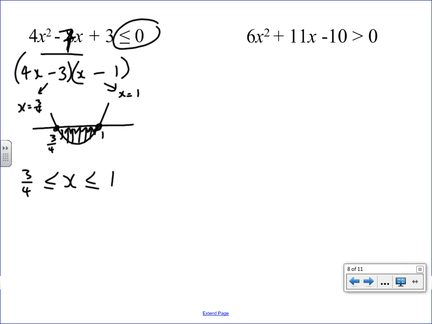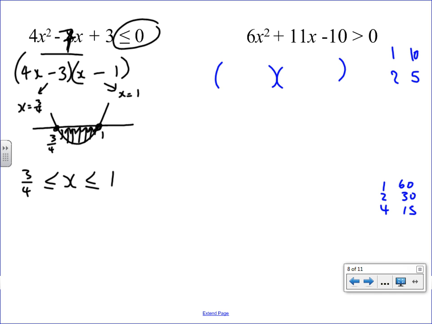6 and 10 is 60. So we need two numbers that times to 60 and add to 11. Oh, look. 4 and 15 add to 11. Yeah, this is going to work. I just don't know how.